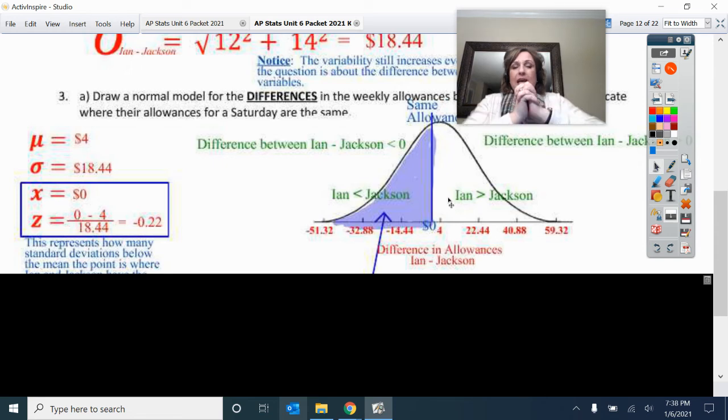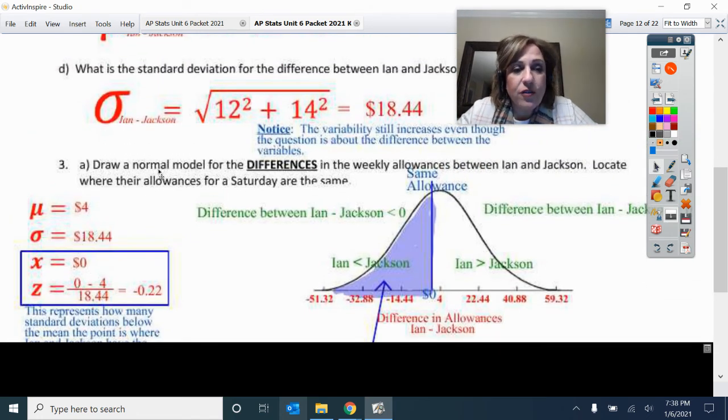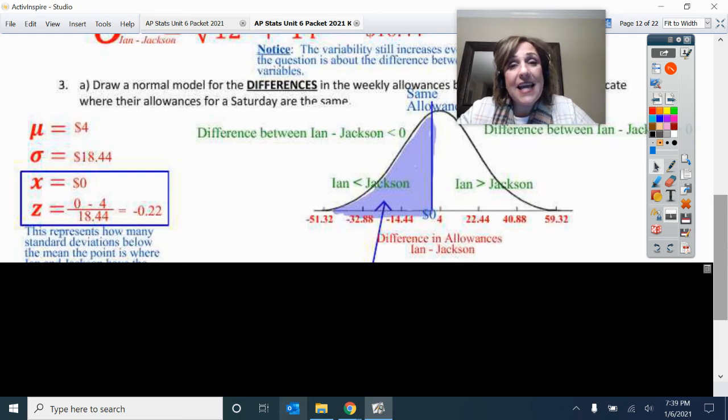Now, then what we need to know, and let's see, I guess what I asked you in part A is to do this. Draw the normal model for those differences. Locate where the allowances for a Saturday are the same. So if the allowances between the two boys is the same, then when you do one minus the other, what difference is it? It is a difference, hopefully you know, of 0. So we have to locate where 0 is. So there it is. So draw that on there.